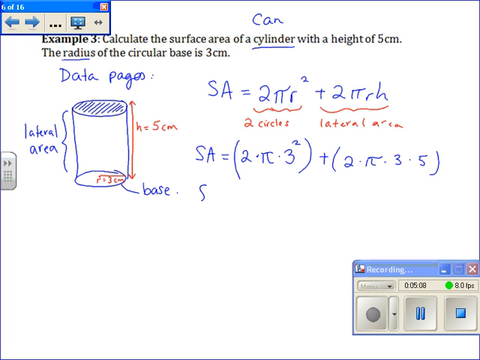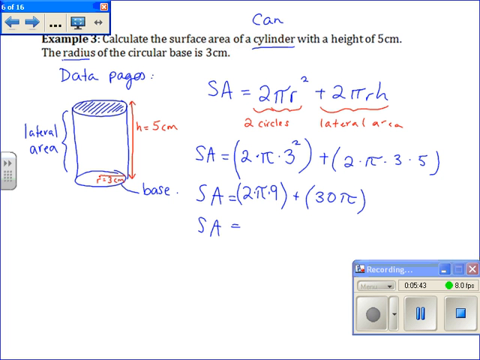Okay, so surface area is equal to, if I put those numbers together, by the way, 3 squared is 3 times 3, which is 9. So if I wanted to simplify this a bit, this is 2 pi times 9, plus 2 pi times 3 times 5. So 2 times 3 times 5, this is just 30 pi. Okay, 2 times 3 is 6. 6 times 5 is 30. Okay. Now you could always do this in one step as well.